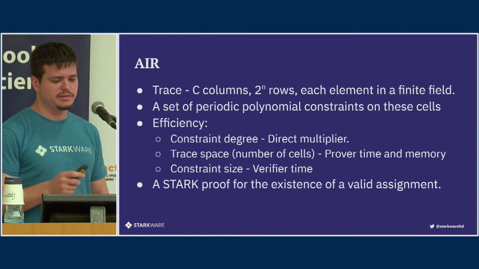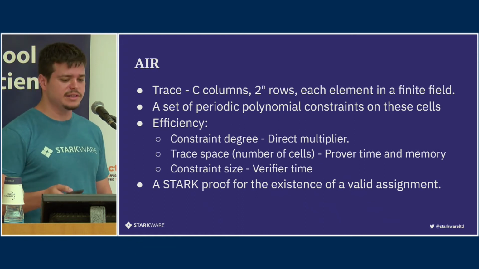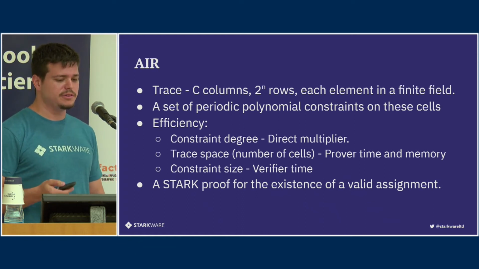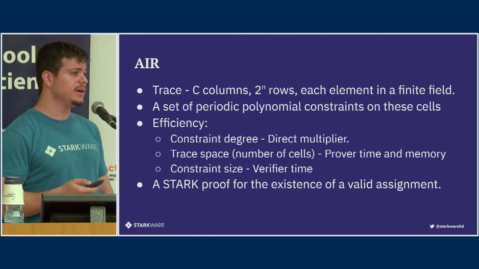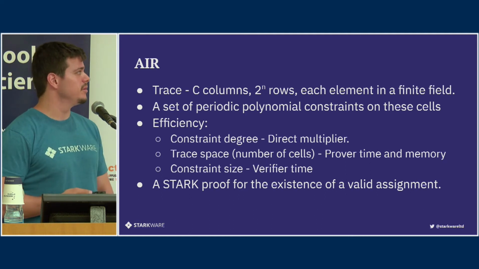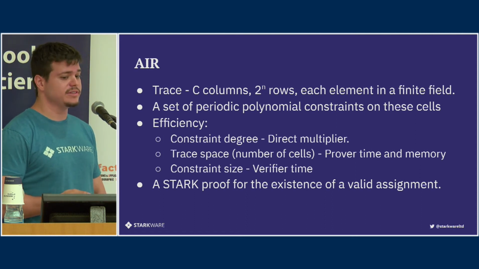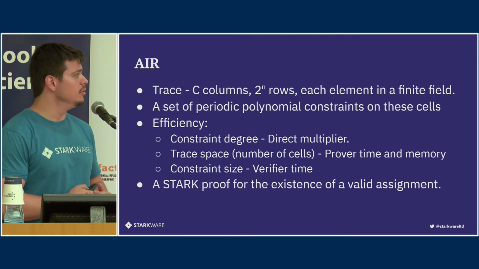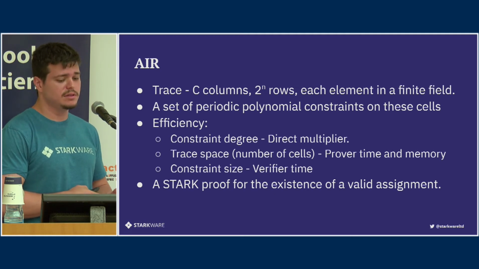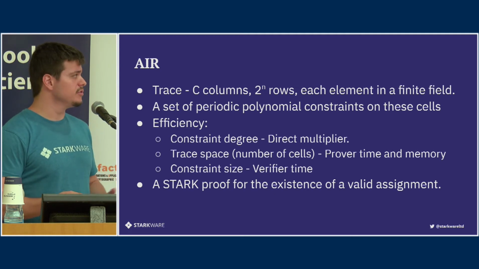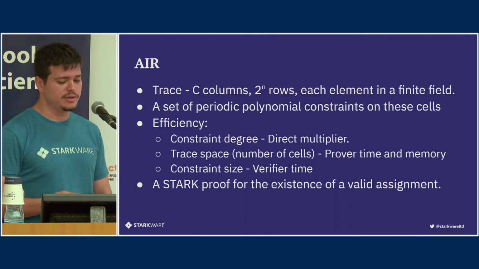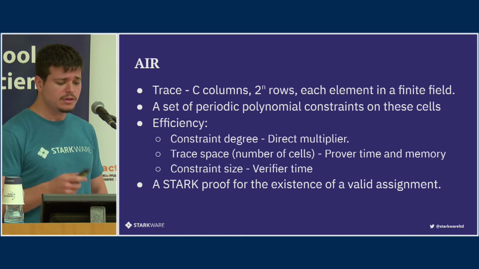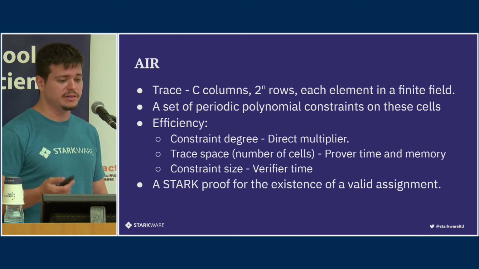Just a few notes about efficiency, because we'll use it later. We measure the efficiency of the AIR mostly by its size. If you have more rows, more columns, more cells overall, then the prover will have to work harder. Other than that, we want low degree of the constraints, and a low number of constraints, and we care how hard it is to compute these constraints. This affects mostly the verifier, but also a bit the prover. So we want to minimize all of this when we build an AIR.